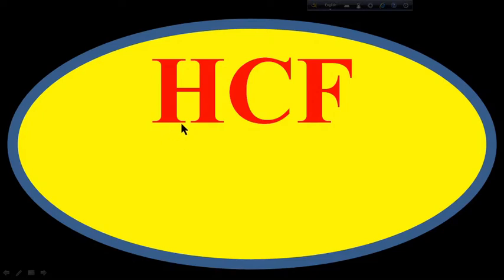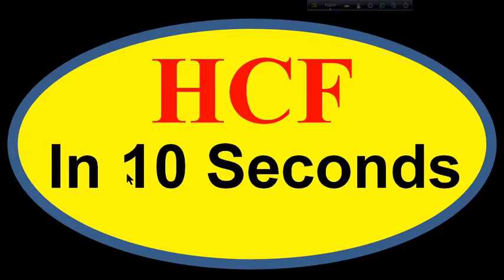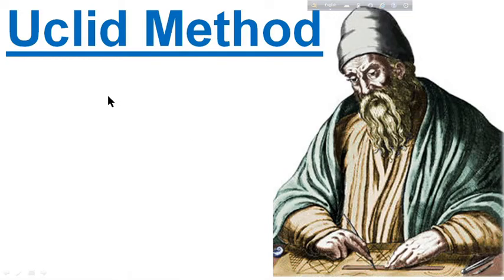Dear students, now we will learn how to find out the highest common factor just in 10 seconds. At first, I will tell you the Euclid method. This person is the famous scientist of Greece. He died in 300 BC.